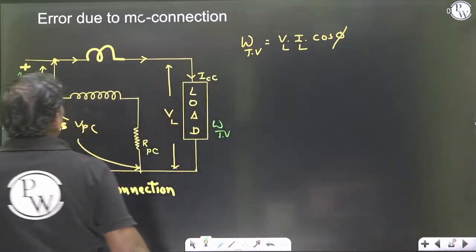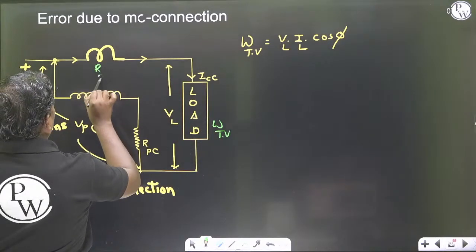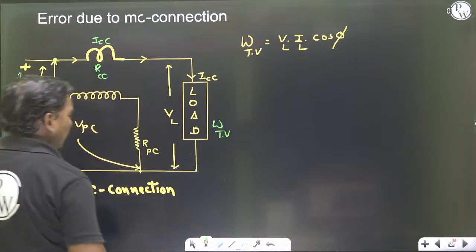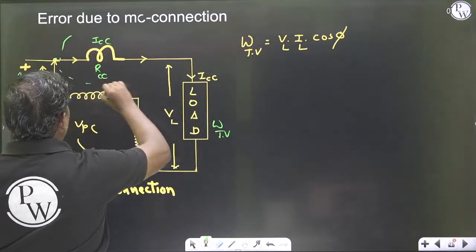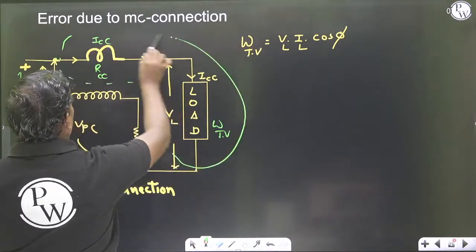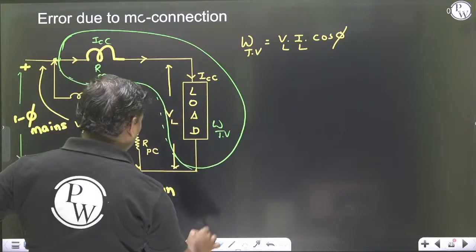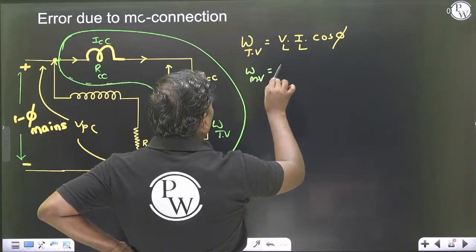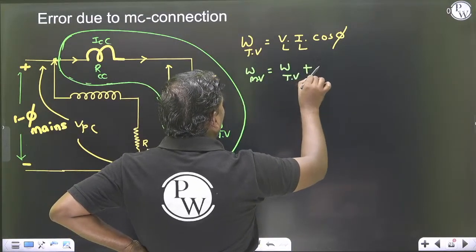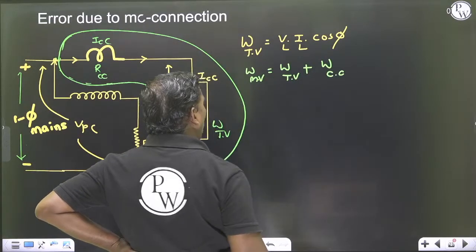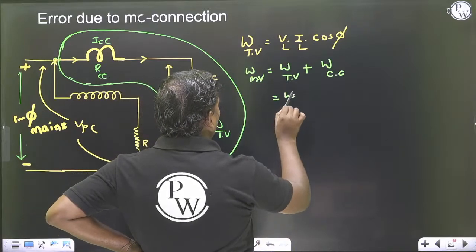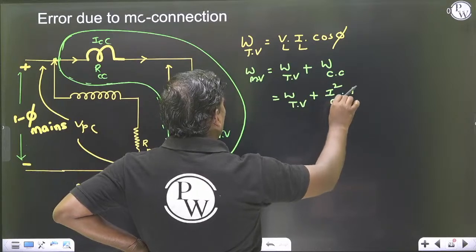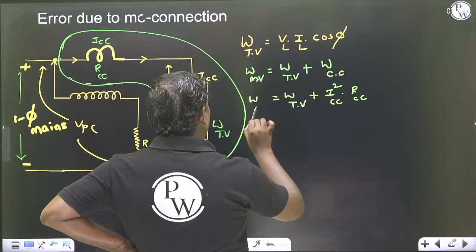But in addition to this, we are having this resistance of the current coil and this current passing through the current coil, so this power also will come. So together this we have to consider. So measurement value is equal to true value plus power consumed by the current coil. What is the power consumed by the current coil? That is current passing through the current coil squared, times resistance of the current coil. So that is the measurement value.